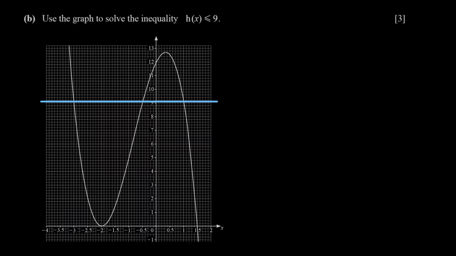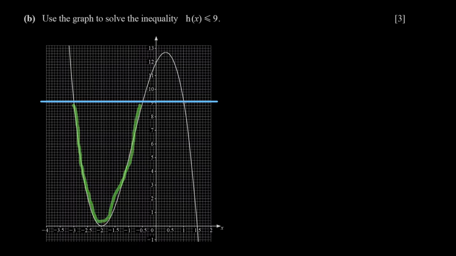So where is the curve going to be less than 9? Well, it's going to be less than 9 between here and here, and less than 9 here. Okay, so what we're really being asked to do is to identify this particular region of the curve. So I'll highlight it in green, I guess. So that particular region there.